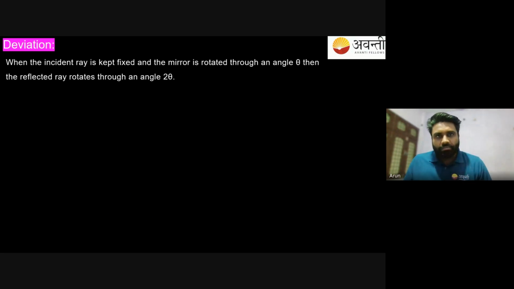Now, moving on to the next case. When the incident ray is kept fixed and the mirror is rotated through an angle theta, the reflected ray rotates through an angle 2 theta. Let me just draw what I'm saying to you. Like this is the mirror that we have, and this is the mirror rotated through an angle theta.